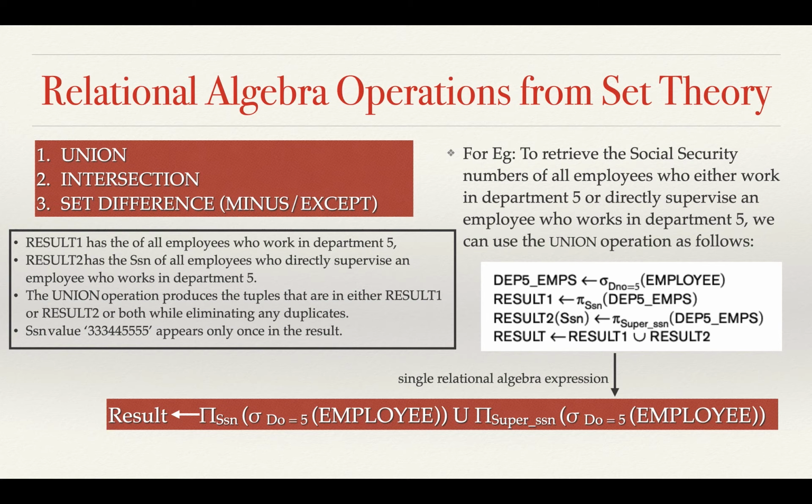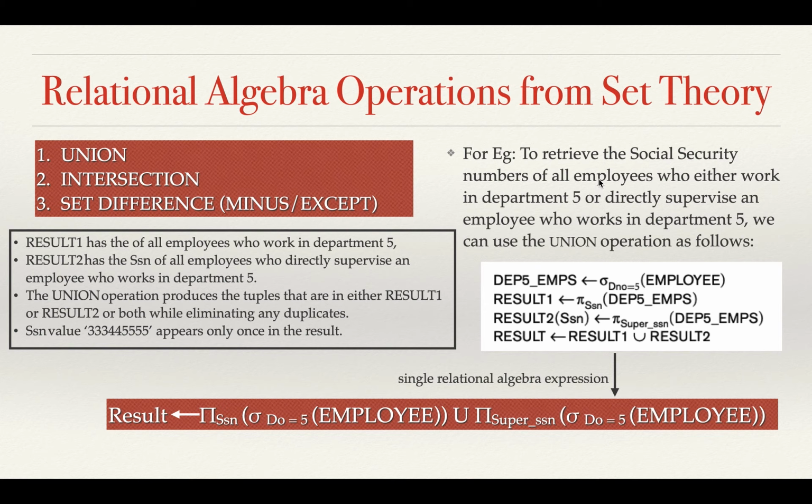So now let's start with an example. Here the query is to retrieve the SSN number, that's a social security number, of all employees who either work in department 5 or directly supervise an employee who works in department 5. Okay, so here we are trying to use the union operation. So let's see the steps for writing a relational algebra expression for the given example.